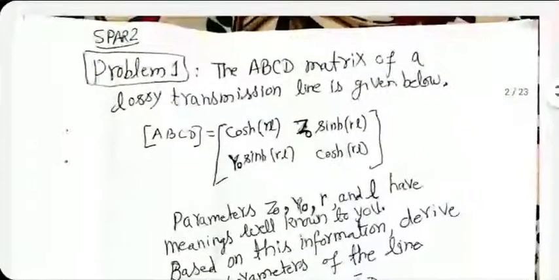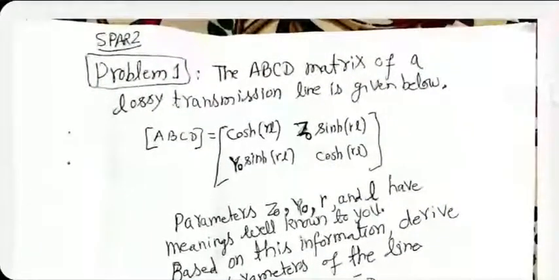This is what we have been asked to do in this particular problem. You are given the ABCD parameters of a lossy transmission line. We have derived these in the past. Y0 is the characteristic admittance of the line, which is 1 upon Z0. Z0 is the characteristic impedance. Gamma is the complex propagation constant. L is the physical length. Well-known things.